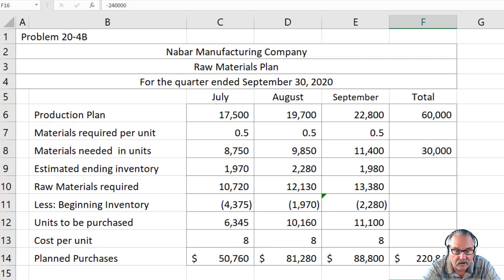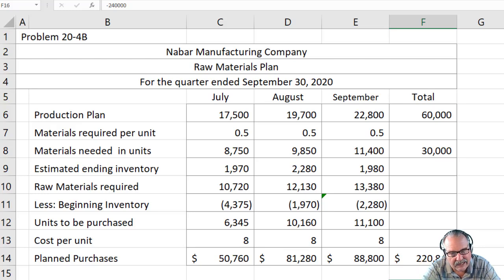We don't want to run out of raw materials, so we're going to take what we want to have available at the end of August, available at the end of July. 1,970 units of the raw material needs to be available to produce our products in August. But we have beginning inventory of 4,375. That was sitting on the shelf in our raw materials warehouse at the beginning of the month.